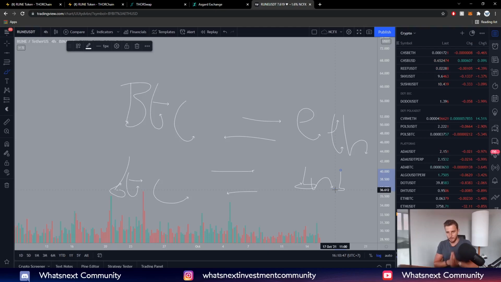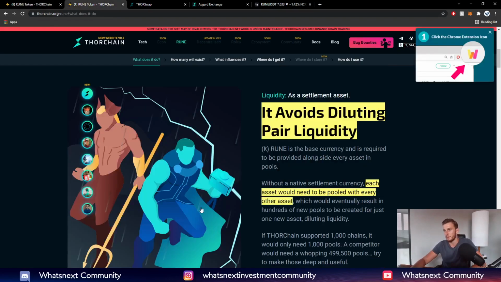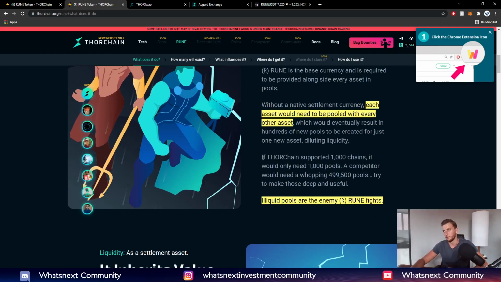Now, for every single pair, every single coin you want to trade against another coin, you will need a specific pair. Now, that makes it almost impossible to have great liquidity, because you will have so many different pairs and so many different liquidity pools that all your liquidity is being spread over so many different pools that you will just have a liquidity nightmare. So now, Rune aims to solve this by pairing each different asset with Rune. Now, because they pair every single asset with Rune, you can see here, if Thorchain supported 1,000 chains, it would only need 1,000 pools. A competitor would need around 500,000 pools.